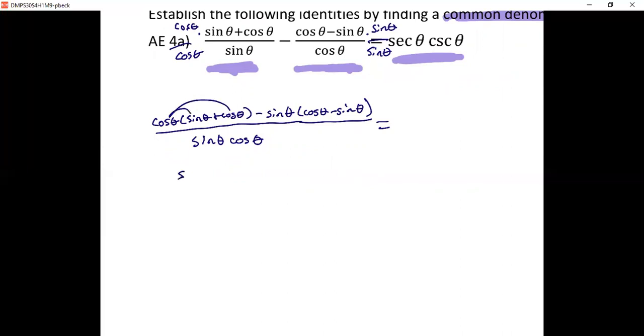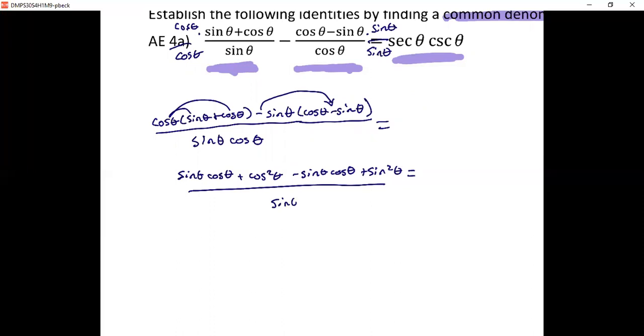So now I have sine of theta, cosine of theta. I tend to like to write the sine first. You don't have to. Plus cosine squared theta minus sine of theta, cosine of theta. And then please note that it's going to be minus times a minus, which is plus sine squared of theta, over sine of theta, cosine of theta. Now, where do we go from here? I see a positive sine cosine and a negative sine cosine. So now I'm left with cosine squared theta plus sine squared theta over sine of theta, cosine of theta, equals.